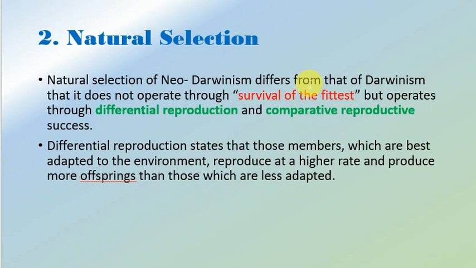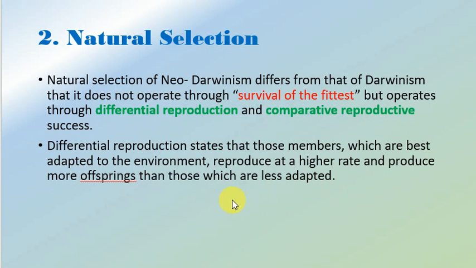But in neo-Darwinism, it operates through differential reproduction and comparative reproduction both. Now, what is differential reproduction? Differential reproduction states that those members which are best adapted to the environment reproduce at a higher rate and produce more offspring than those which are less adapted.